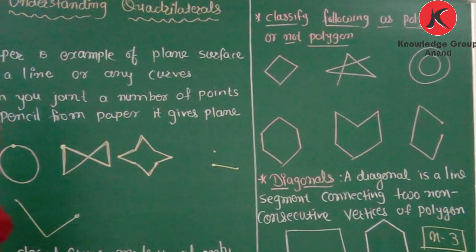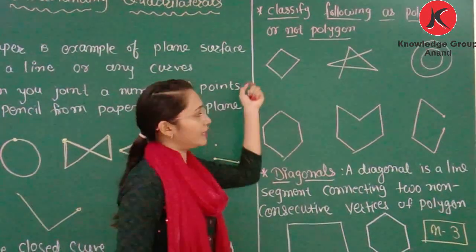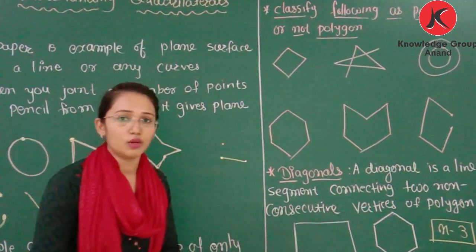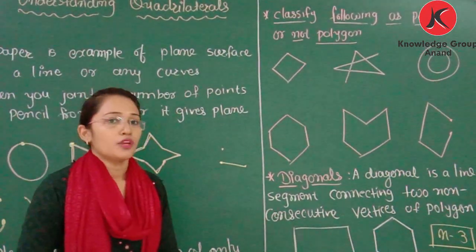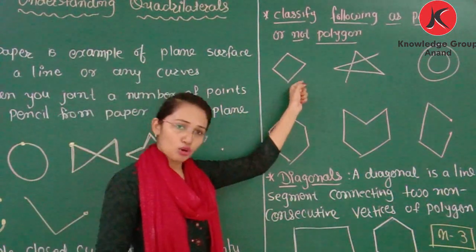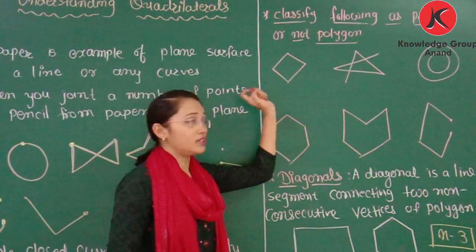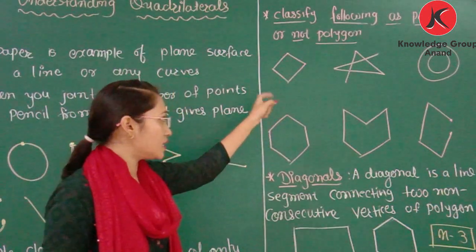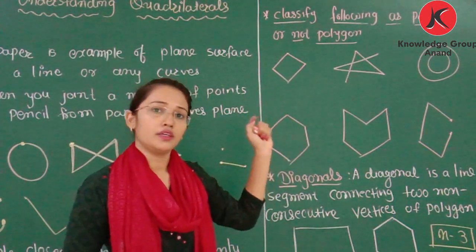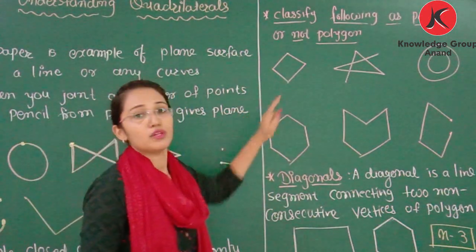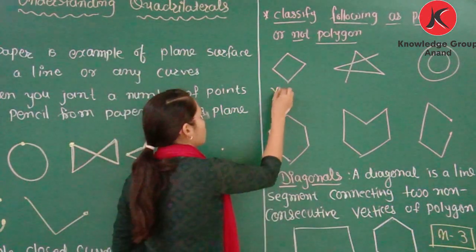So here we will solve some examples related to classification of polygon and non-polygon. So here first we ask, is it a closed curve? Closed shape? Yes, it is a closed curve. Then is it made up of line segments? Yes, it is also made up of line segments. So it is a polygon. You can write it is a polygon.